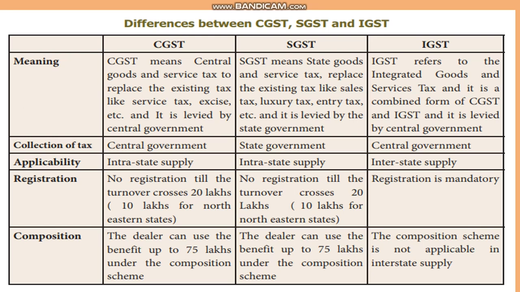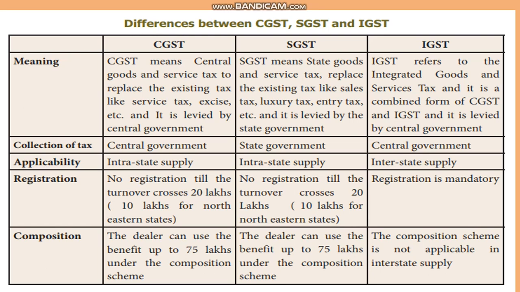Applicability. CGST and SGST are applied only when the supply is made within the state. On the contrary, if the supply is made between states, IGST will be applied. Registration. No registration is needed till the turnover crosses 40 lakhs. In case of northeastern states, it is 20 lakhs.